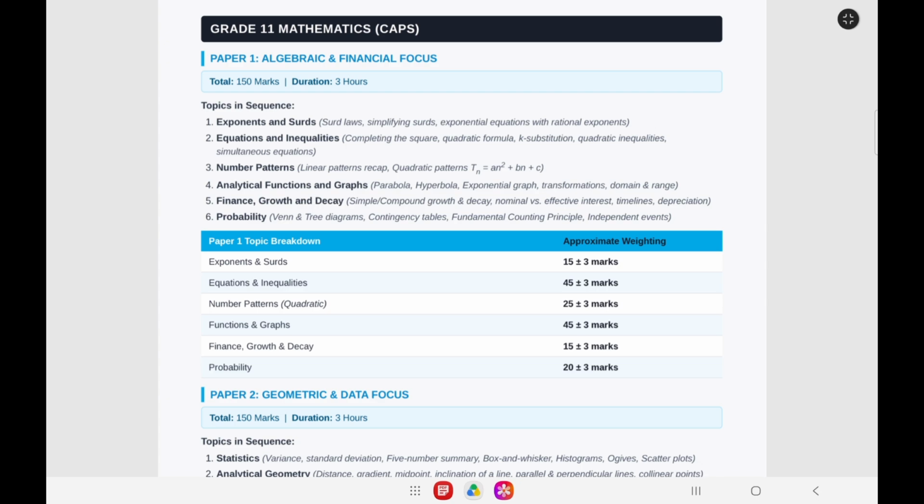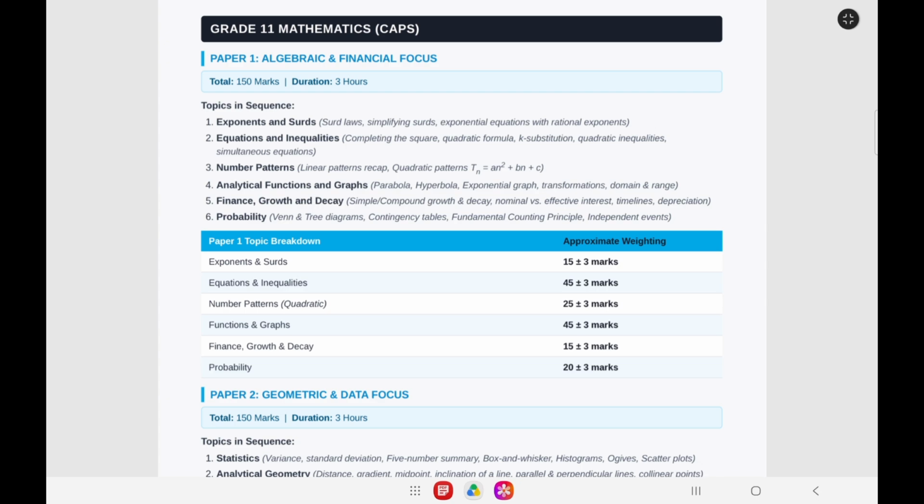We also have analytical functions and graphs, where we basically have functions, parabola, hyperbola. We also have exponential graph transformations, domain, and range. Number 5, we have finance growth and decay, where we have simple or compound growth and decay, nominal or effective interest, timelines, as well as depreciation. We then have probability, where we deal with the Venn and tree diagrams, contingency tables, fundamental counting principle, as well as independent events.